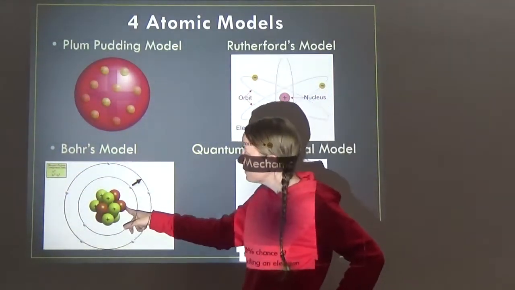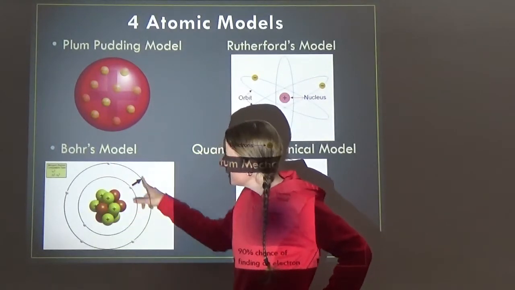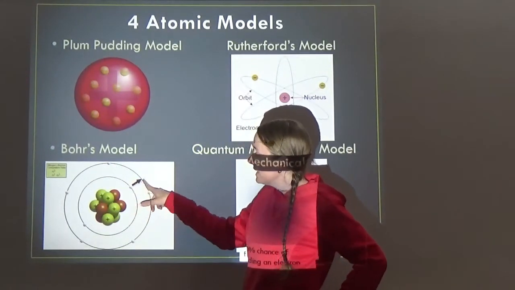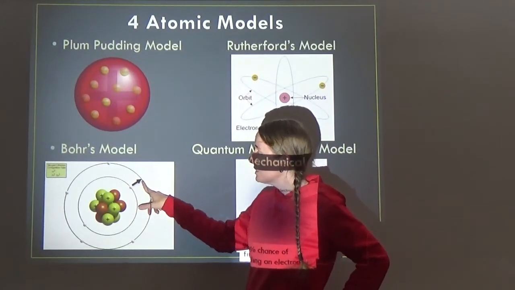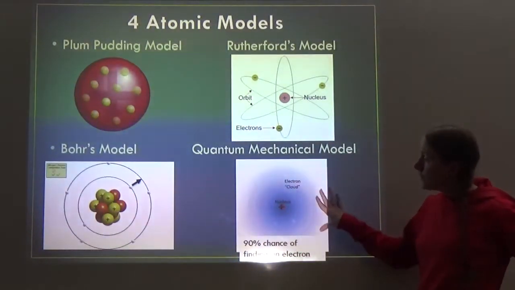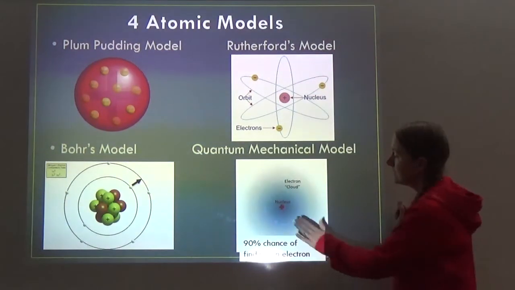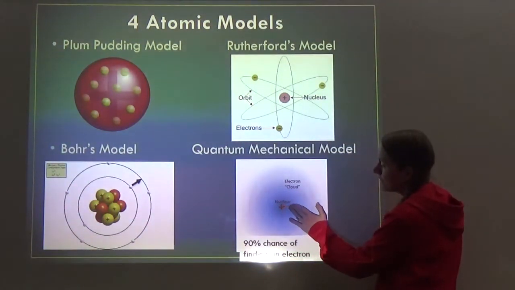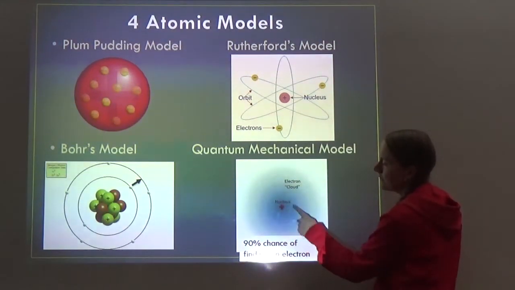In Bohr's model, we have our nucleus, and then we have electrons in specific energy levels. But they can jump to different energy levels. So I'm showing this electron can jump to the next energy level. How? If it gains energy. And then last is the quantum mechanical model. So we still have that positive nucleus in the middle. And you can see that here the orbital just kind of fades away. It's darkest here where you're most likely going to find the electron.